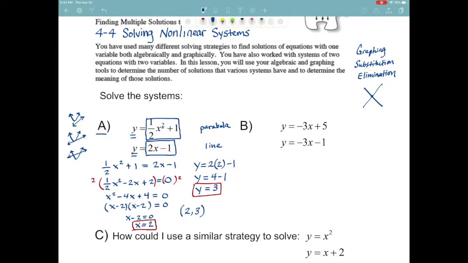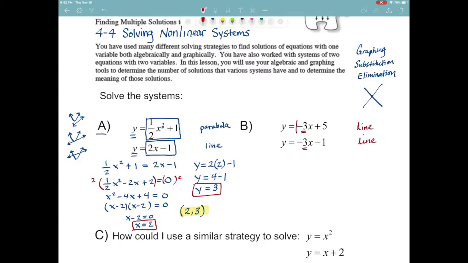And let's go on to the second one. Now the second one you've got here, you've got y equals negative 3x plus 5 and y equals negative 3x minus 1. Now these are actually both going to be lines, right, because they are both linear. And you'll notice here they have the same slope but different y-intercepts.